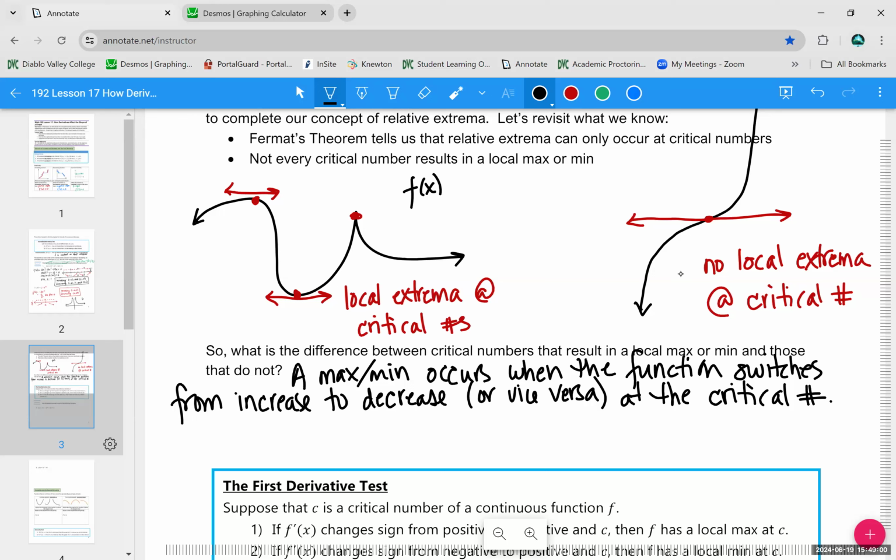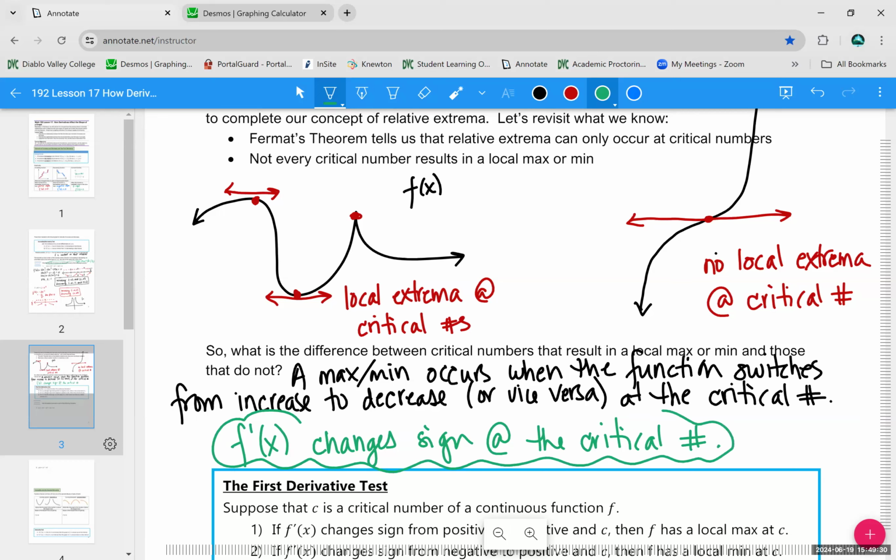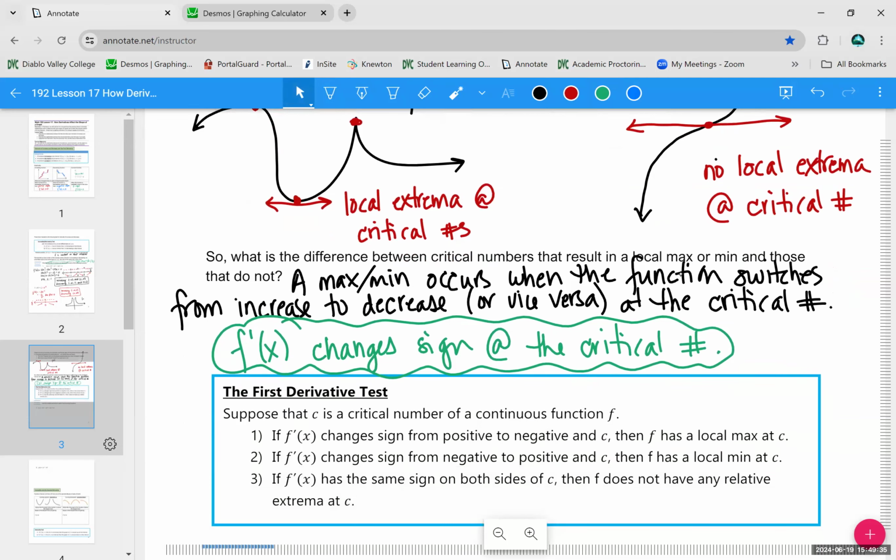And if we're looking at the derivative, what does that mean is happening at the derivative? If the function goes from increase to decrease, then the derivative goes from positive to negative, or negative to positive. So what that's telling us is that f prime of x changes sign at the critical number. And that is the piece that we need to say there is a relative extrema at that critical number.